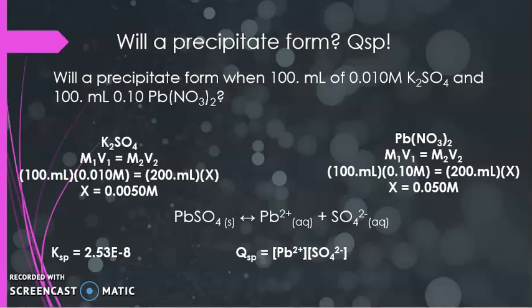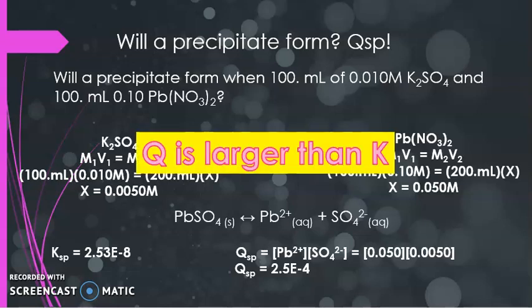So let's plug in the numbers that I know. First, the concentration of the lead as 0.05, and next the concentration of the sulfate, which is 0.005. A little multiplication later, I should have the value for Q. That came out to be 2.5 times 10 to the negative 4th. Now, does Q equal K? No, it does not. Does that imply that we were at equilibrium? No. But now we need to figure out whether or not a precipitate is going to occur. I do know that Q is much, much larger than K.